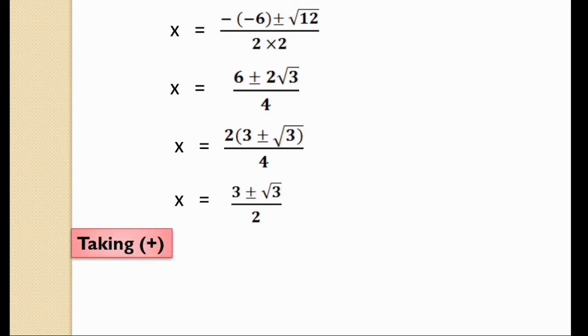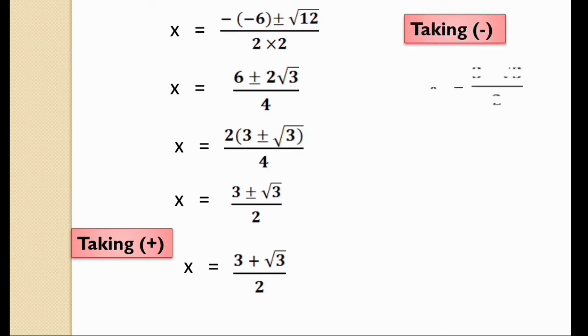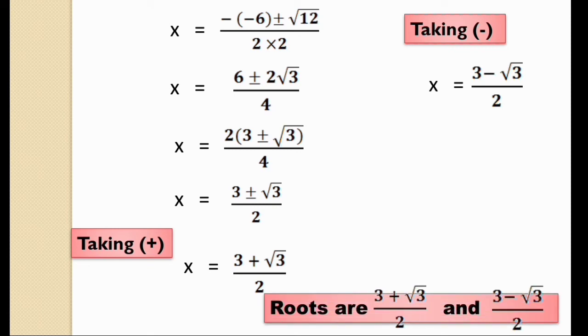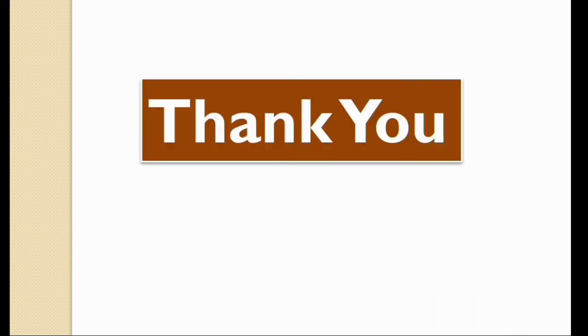Now first we take plus, x = (3 + √3) / 2, and when we take minus, we get x = (3 - √3) / 2. So these are the two roots of the given equation. Thank you students. Tomorrow we will solve question number 2.